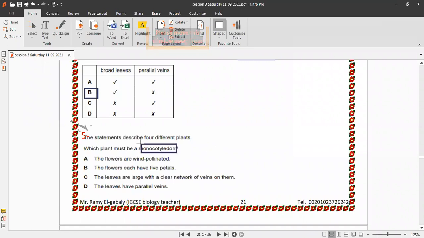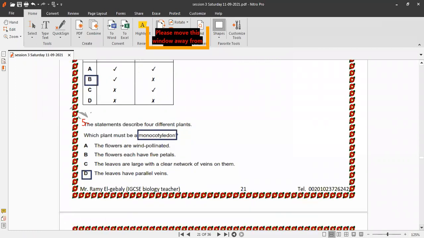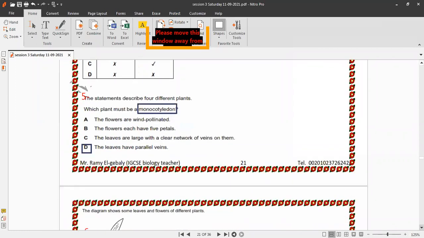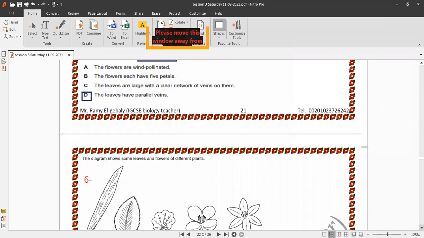Yes, Mister. The statements describe four different plants. Which plant must be a monocotyledon? It's D, because monocotyledon plants are the plants which have parallel veins. Parallel veins, okay. But network of veins is for dicotyledon, and 5 petals is for dicotyledon. And we didn't mention anything about pollination. This is flowering plants.